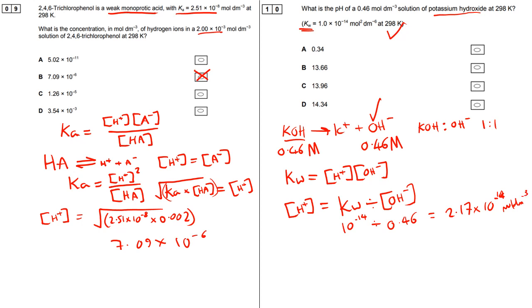What is the pH of this? Well, you've got the H+ concentration. So if you minus log the H+ concentration, minus log your answer, you should get the pH. Remember, it's a strong base, so you're looking for a relatively high pH, and that gives us an answer of 13.66. Answer B.